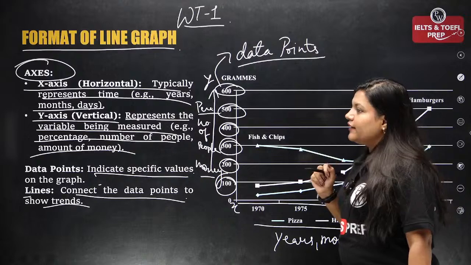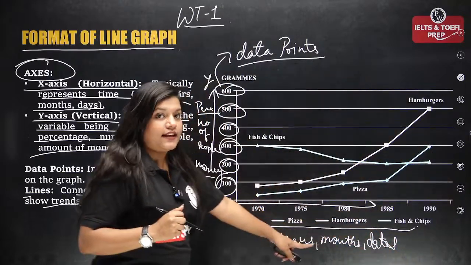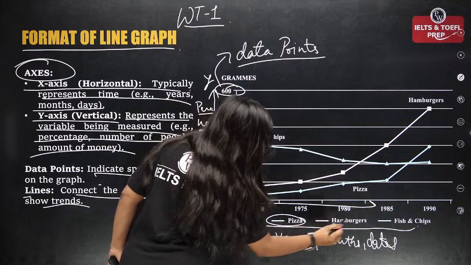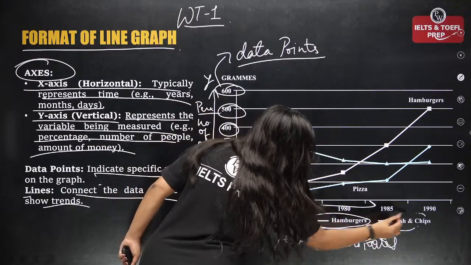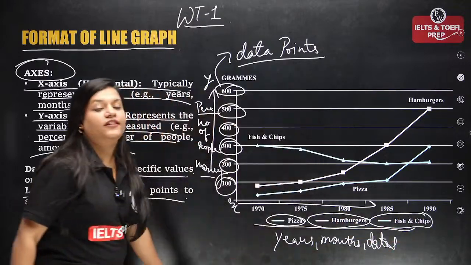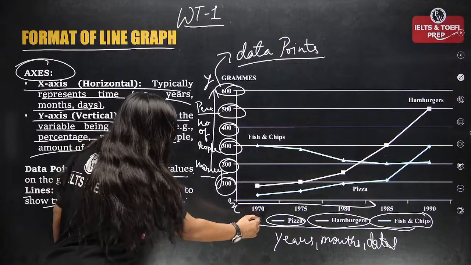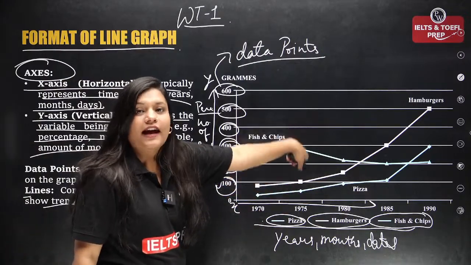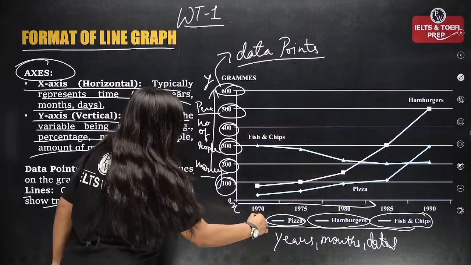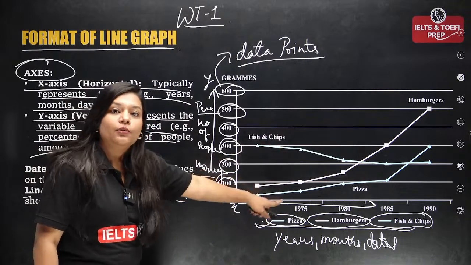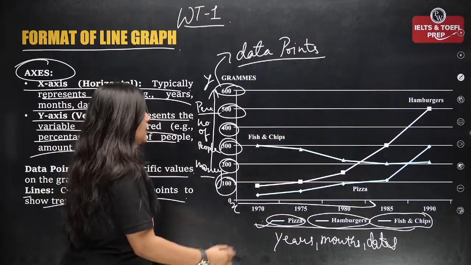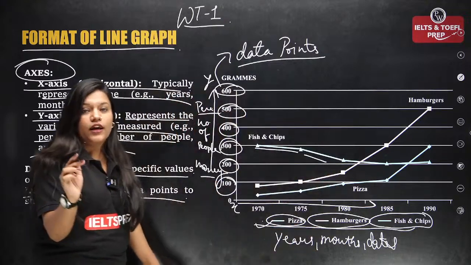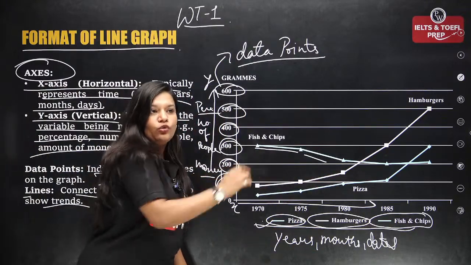Now here you can see on the x-axis, you can have a quick look, what is written? Pizza, hamburger, fish and chips. These are the pointers, or these are the categories that are going to be dealt with in the line graph, right? So these are the main categories which we are going to deal with in the line graph. You can see the colors are different just to show the difference. What is the different amount that is going to be there?